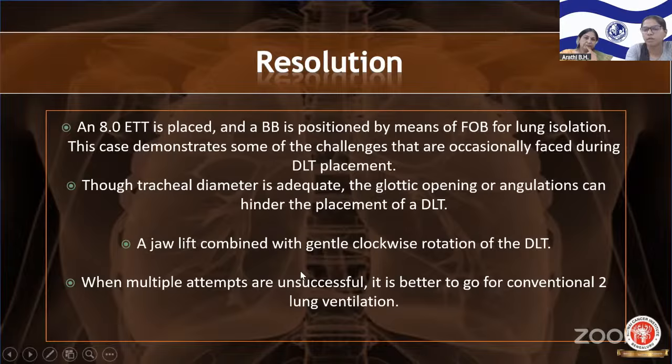This case demonstrates the challenges that are occasionally faced during double lumen tube placement. Though the tracheal diameter is adequate, the glottic opening or angulation can hinder the placement of the DLT. Jaw lift combined with gentle clockwise rotation of the DLT might also be useful. Even when multiple attempts are unsuccessful, it is better to go with the conventional double lumen tube. Whatever videos we showed were similar to this problem.